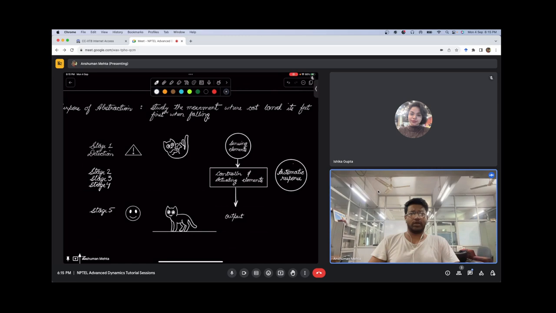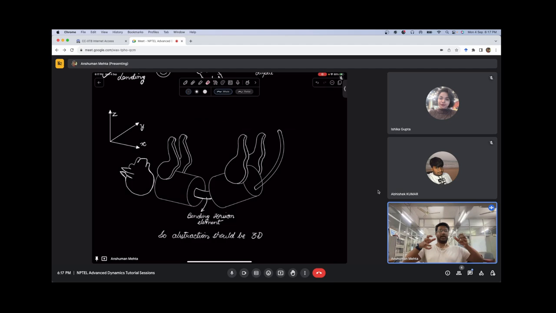Stage 1 is detection, stage 5 is landing. But the major thing happens in stage 2, stage 3, and stage 4, so we will talk more about that. First of all, is it a 3D model or a 2D model? This is a 3D model because the cat is rotating as well as bending, and it is also flexing. So three motions are there: bending, torsion, and actually deformable bodies. So the abstraction should be in 3D.